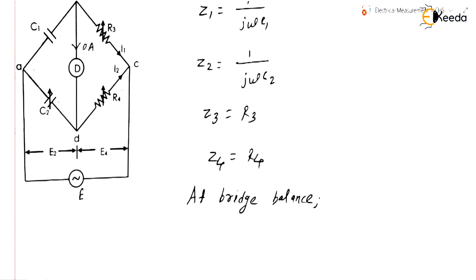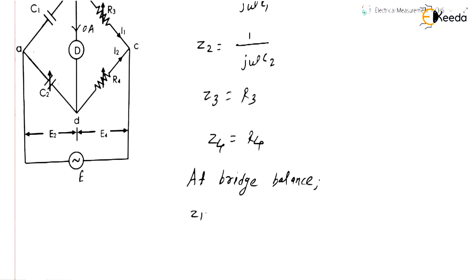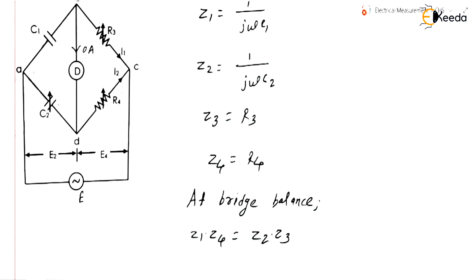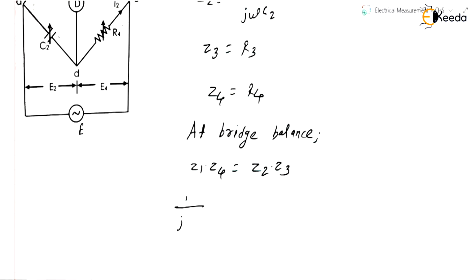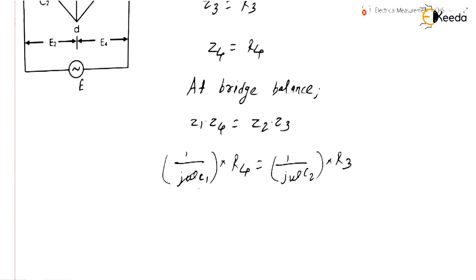At bridge balance we can write Z1 into Z4 is equal to Z2 into Z3. Z1 is 1 upon j omega C1, into Z4, which is R4, is equal to Z2, 1 upon j omega C2, into Z3, which is only R3. The j omega will get cancelled out. So we can write R4 upon C1 is equal to R3 by C2.